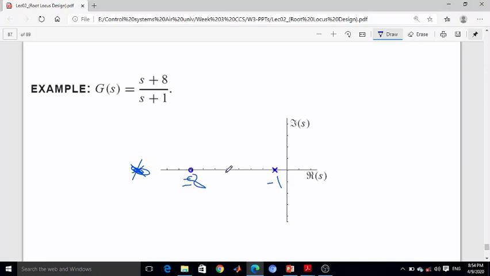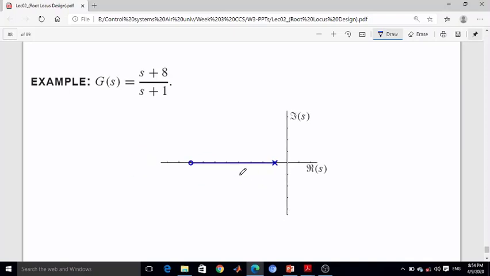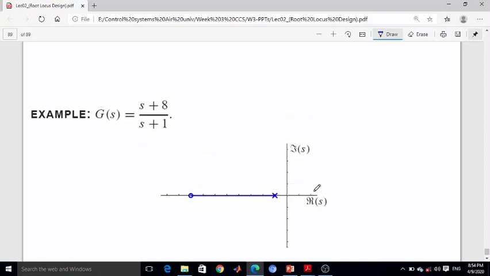If we consider any point between this pole and this zero, then it is obvious that it is on the left of an odd number of poles. So each and every point between this zero and pole will be on the root locus. So we can say that if we draw the segment, it will be like this. So this segment is completely on the root locus. This is the sketch of the root locus for this example, and this is it for today's lecture.